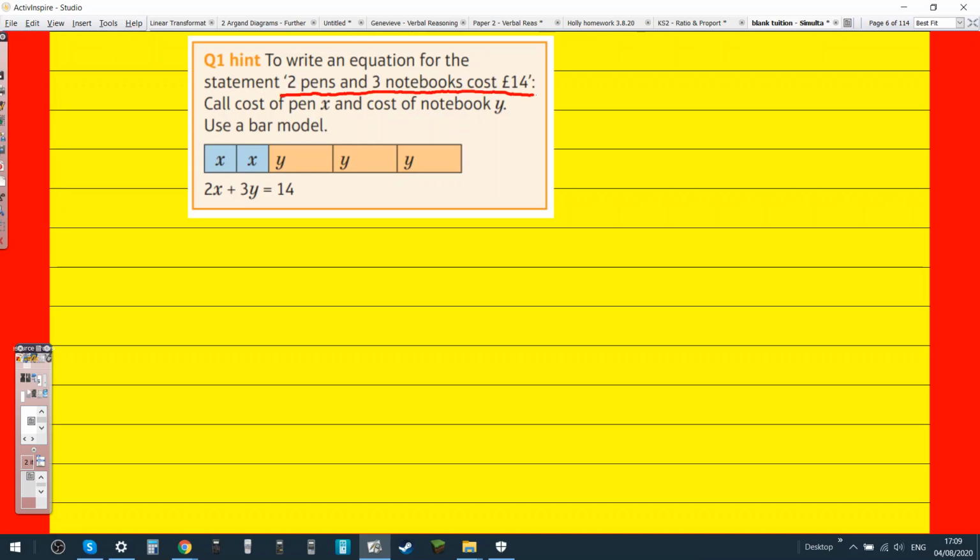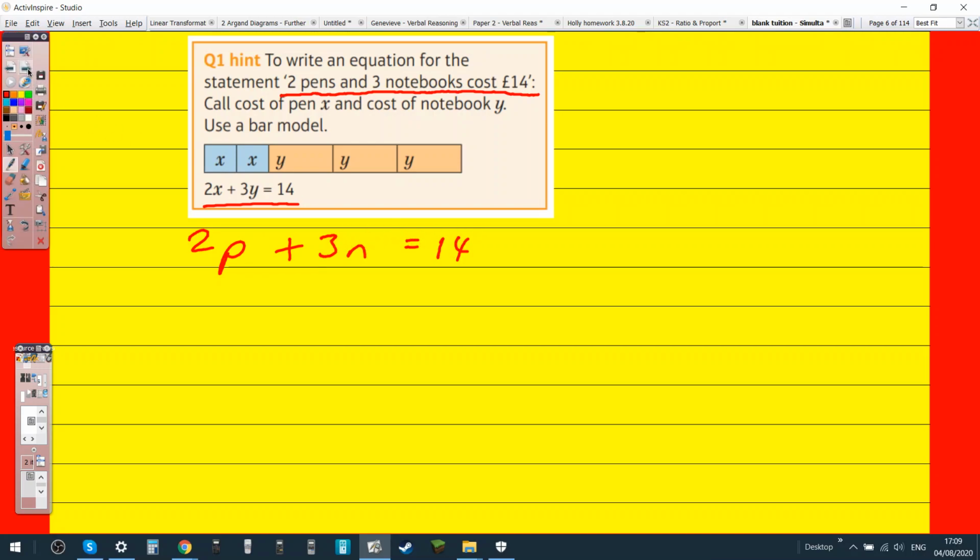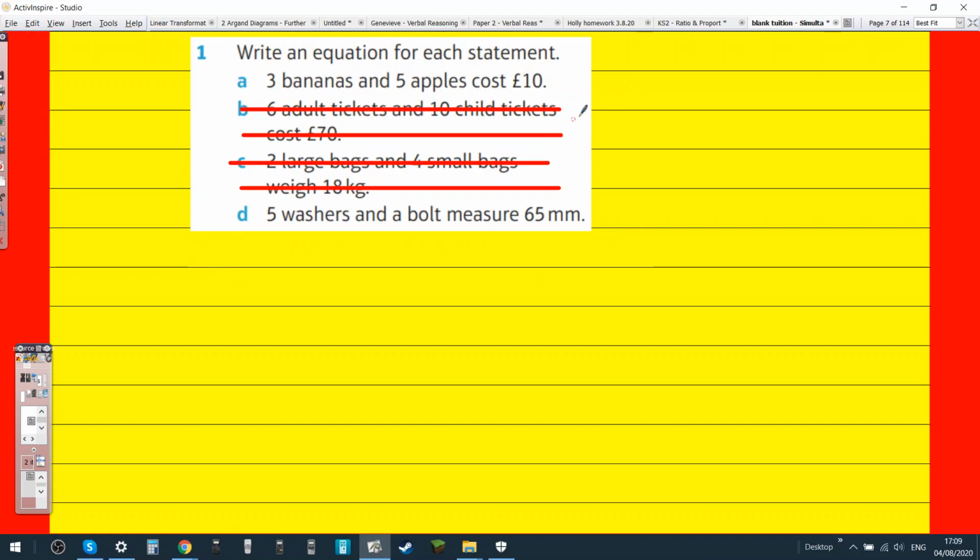So you can write it as an equation. 2 pens and 3 notebooks cost £14. You could write it as 2x plus 3y equals 14. You could write it as 2p plus 3n equals 14. And so try that with these. So how would you rewrite question A as an equation? 3x plus 5y equals 10. Yeah. You could also do 3b plus 5a equals 10.